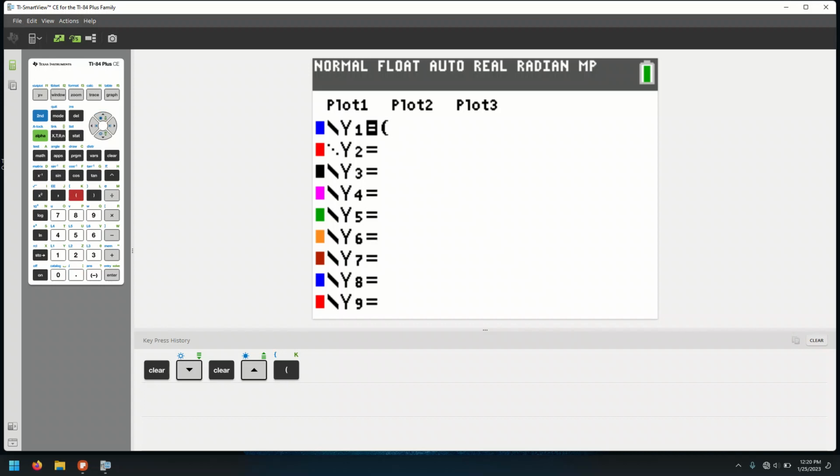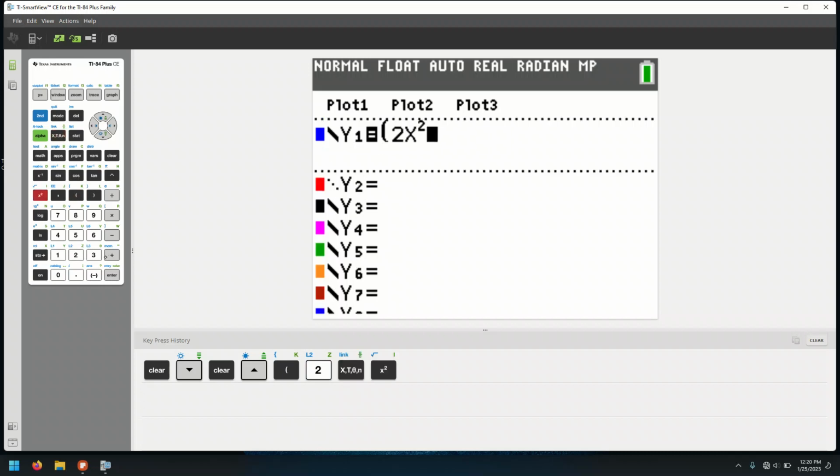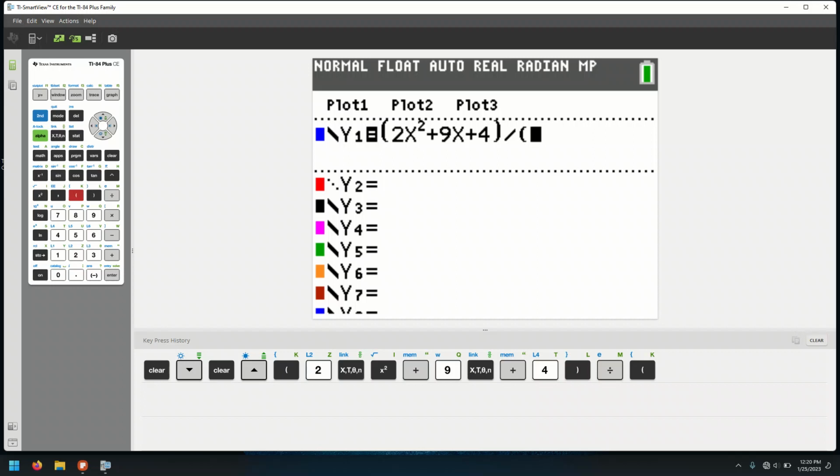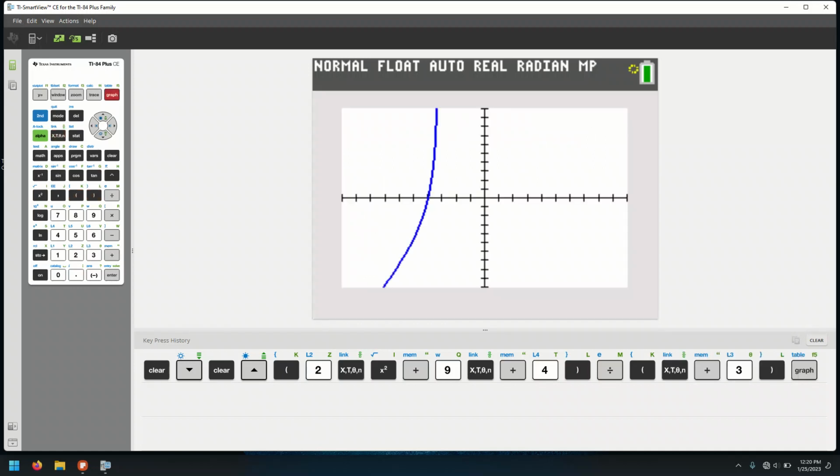That is, in this case, 2x squared plus 9x plus 4. Let's close parentheses for the numerator. Division, open parentheses for the denominator, because in this case we have more than one term. If the denominator were only a sole x, we wouldn't need those extra parentheses. But in this case we need them for more than one term. That's x plus 3. And let's see the graph.